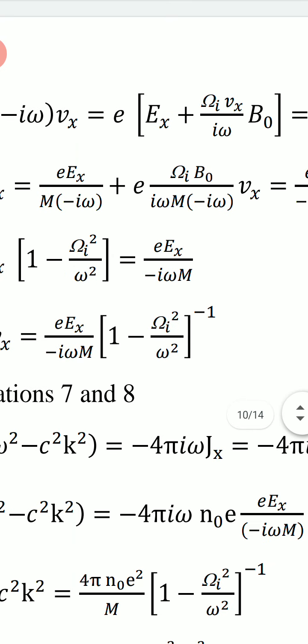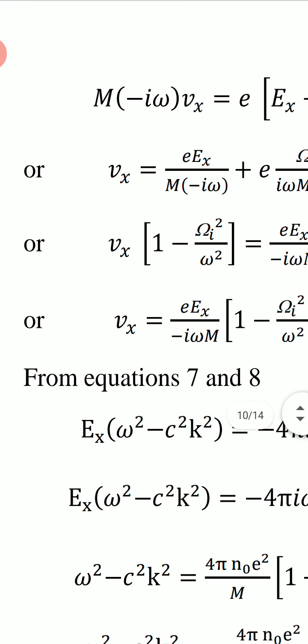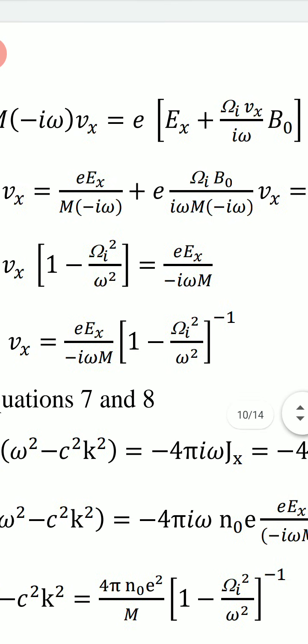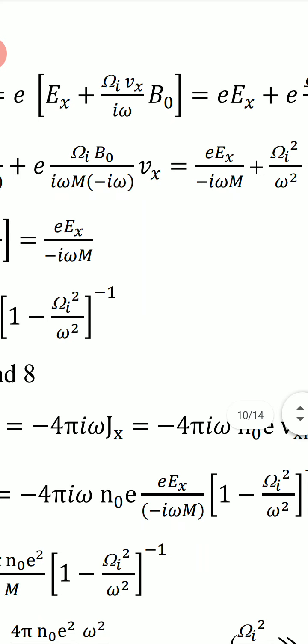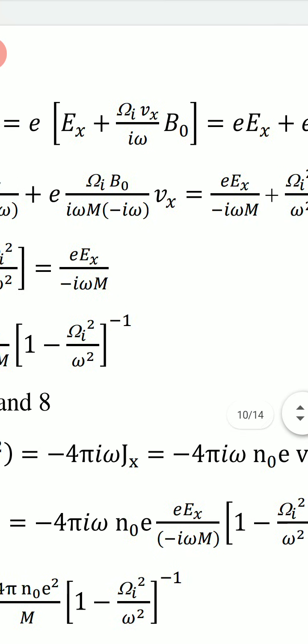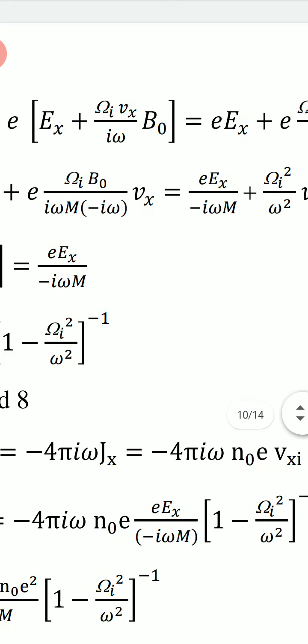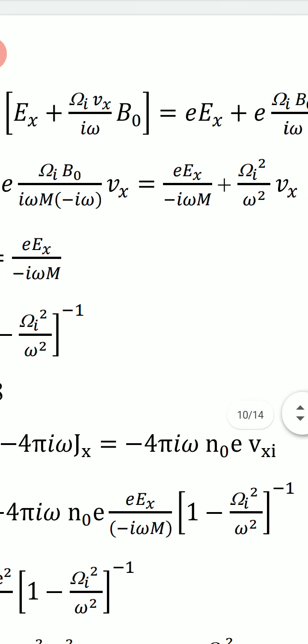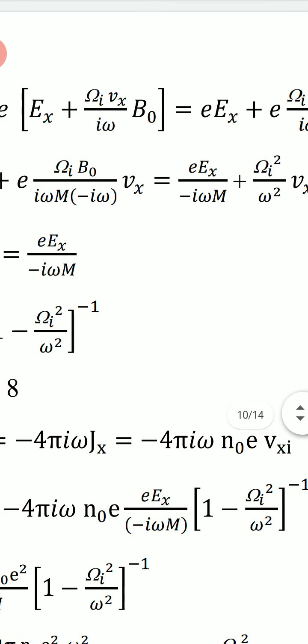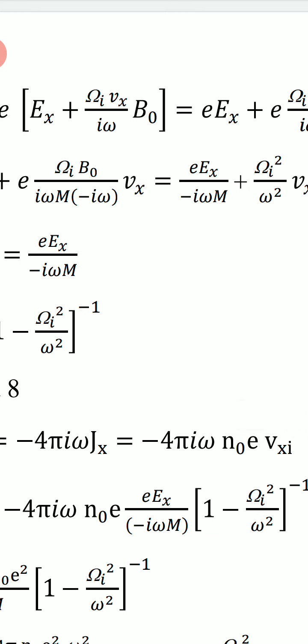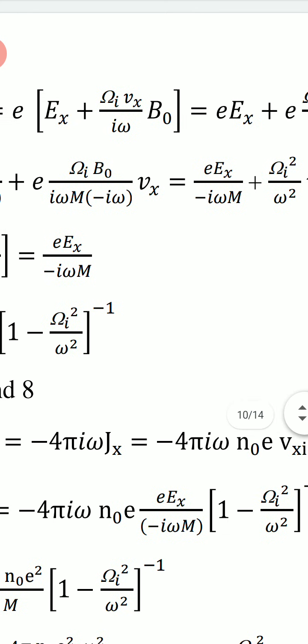We are dividing by m into minus i omega, which is in the left hand side, to get the value of Vx. Now the right hand side becomes Ex upon minus i omega m, and the second term in the right hand side, which is small e omega i B0 upon i square omega square m, and we write i square as minus 1.